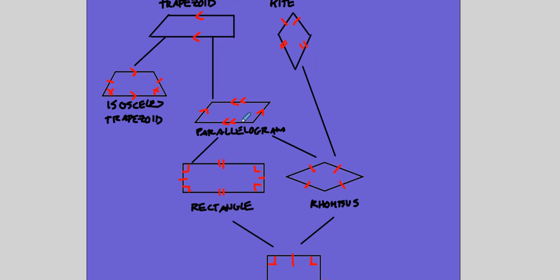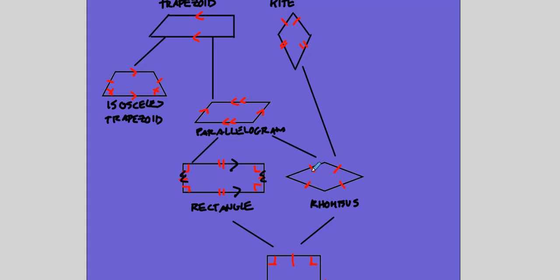So then below the parallelogram, we have the rectangle. While it's not a defining characteristic, a rectangle in fact has two pairs of opposite sides that are parallel. So these two sides turn out to be parallel, and these two sides turn out to be parallel. So it's actually a parallelogram, but a rectangle is also a trapezoid because it has one pair of opposite sides that are parallel.